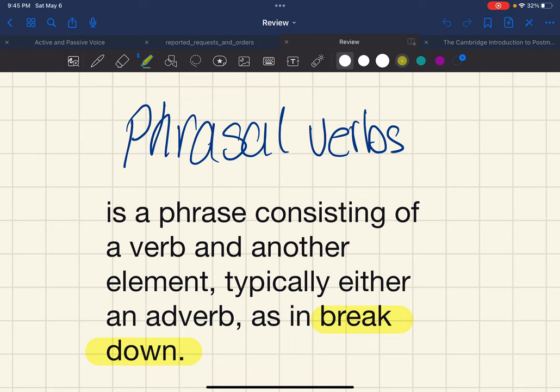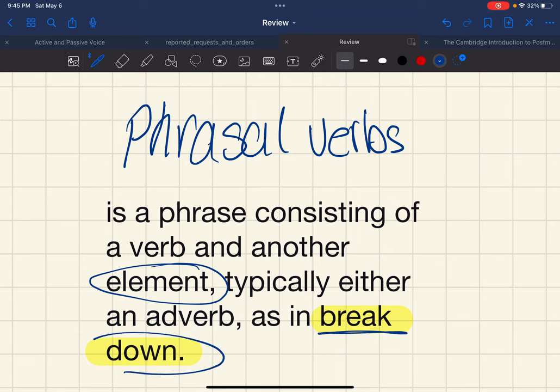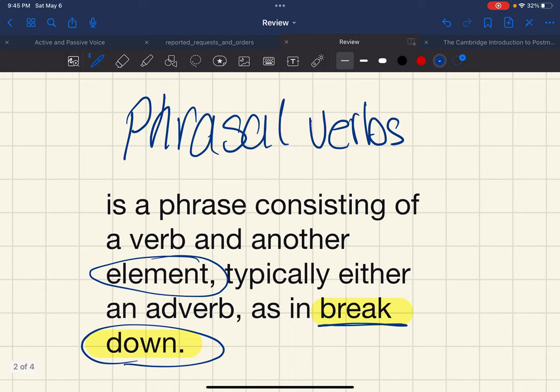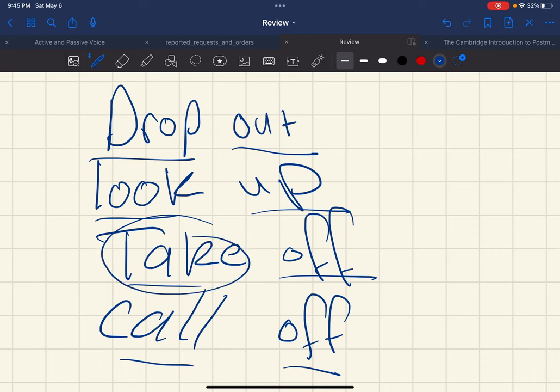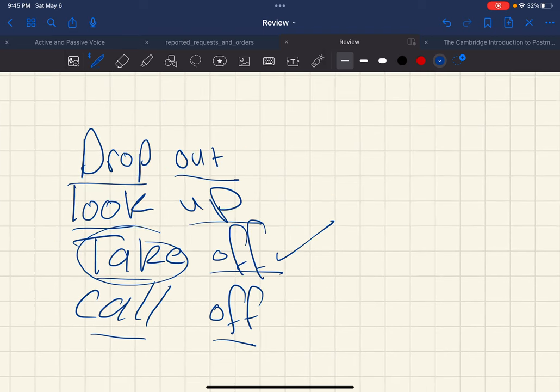A phrasal verb is a phrase consisting of a verb and another element, which means this is usually the verb and this is the element, which in most cases is called a particle. So as you can see, a phrasal verb is a verb that is not one part, but either two or more. In this video, it's going to be only two parts. These are examples of phrasal verbs: drop out, look up, take off, call off. See, these are the verbs and these are the particles. Usually the particles are adverbs. So just more information.